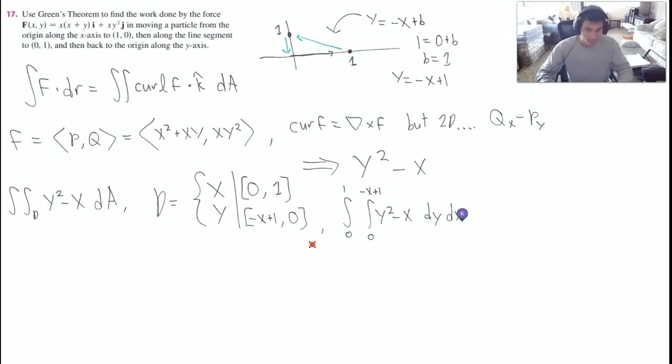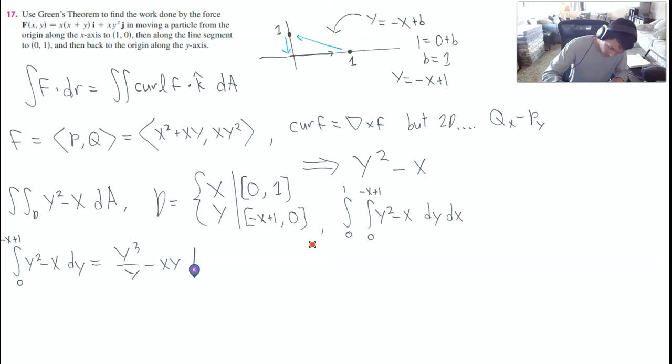So let's actually do this integration. We'll start with the first integral, the integral from negative x plus 1 to 0 of y squared minus x dy. That's going to become y cubed over 3 minus xy, from negative x plus 1 to 0. Why is there a y? This should be 3. All we have to do is insert this in here. And it's going to be negative x plus 1 cubed divided by 3 minus x times negative x plus 1.